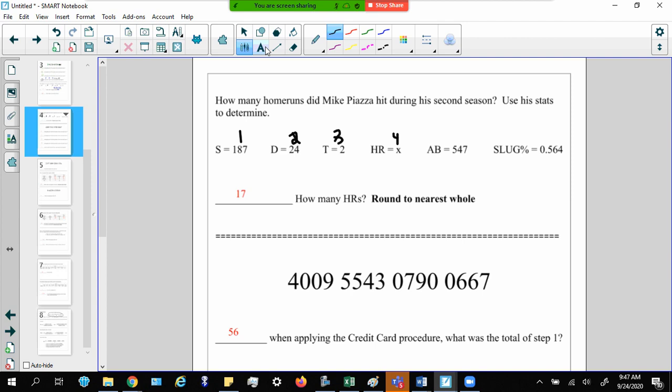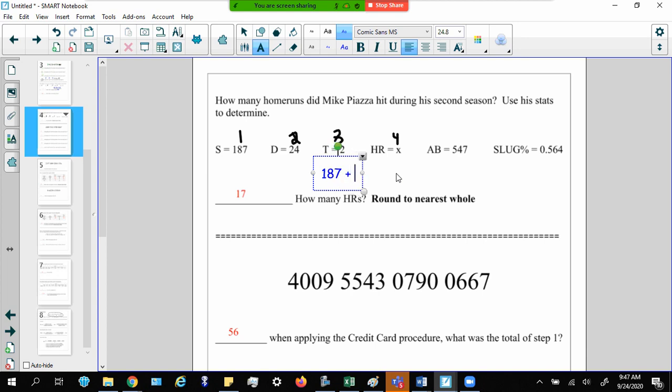For some reason, my computer's doing some weird stuff. So we're going to do the same exact thing here. I don't really have a lot of room to write, so I might have to get creative with my writing. So 187 plus 24 times 2 is 48, plus 3 times 2 is 6. Now, this is where some folks screw up, and that is 4 times x is 4x. So 4 times 4x. Let's see if I can put it over here. I think that's the best I can do.